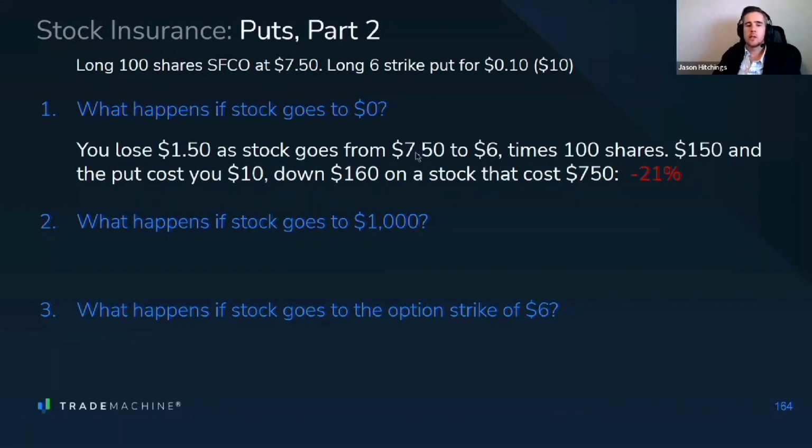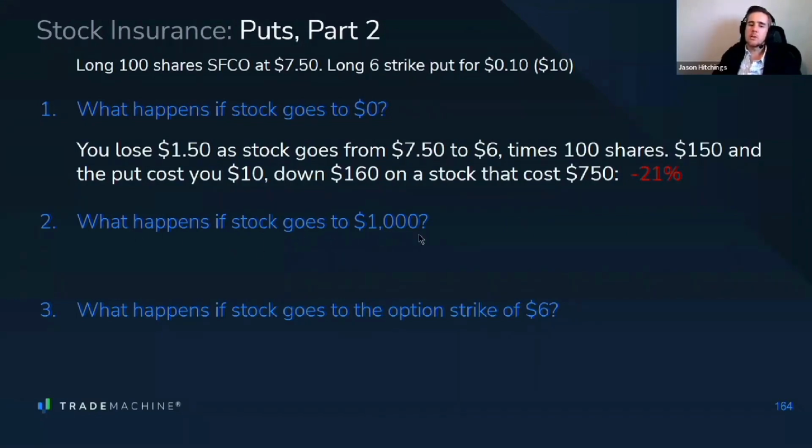So instead of realizing the entire loss of $7.50 down to 0, you're only going to realize a loss between $7.50 and $6. So you're going to lose $1.50 a share. And then you pay $10 to have that right. So you're down $160, which is 21%, but that's a lot better than being down 100%.